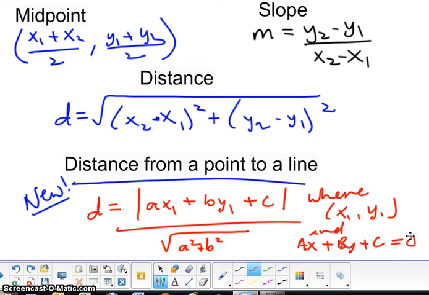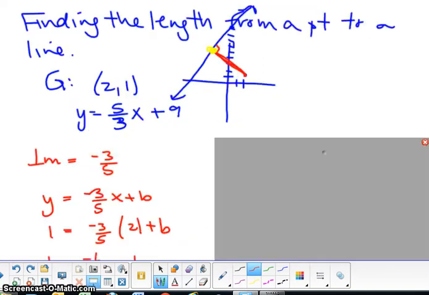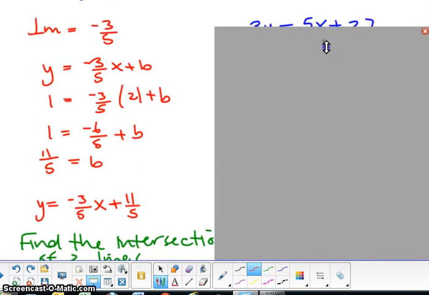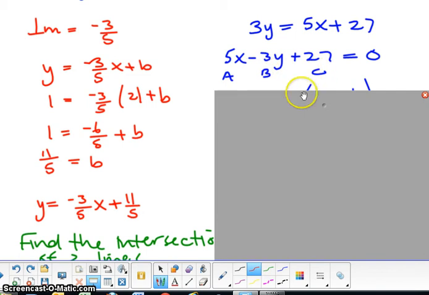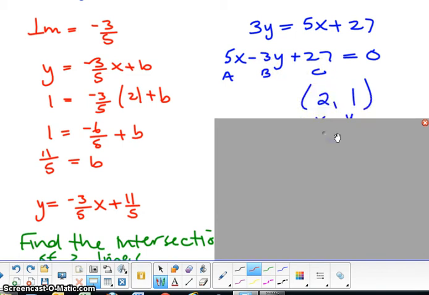Okay, so let's go back to the previous problem. If you just take a look at what I have underneath the shade here, we first have to transform our line into standard form. Okay, so that doesn't take too terribly long. That now is our A, B, and our C value. The 2, 1 is our x1, y1 value.